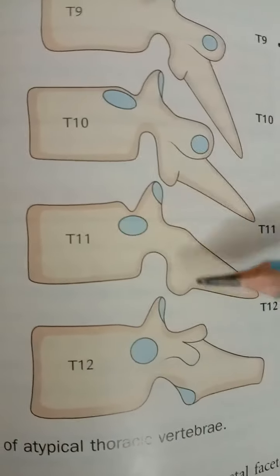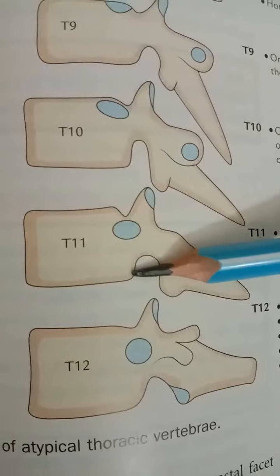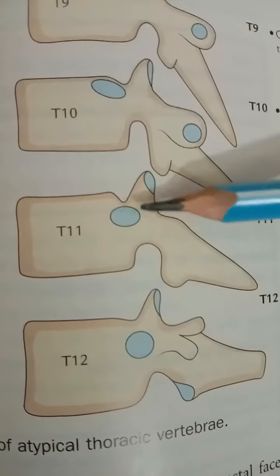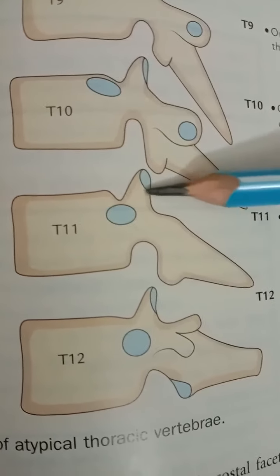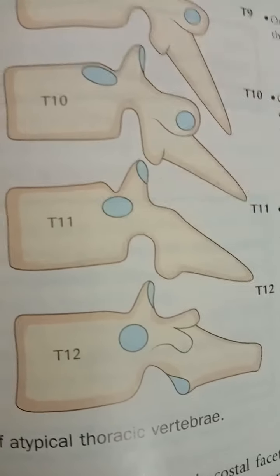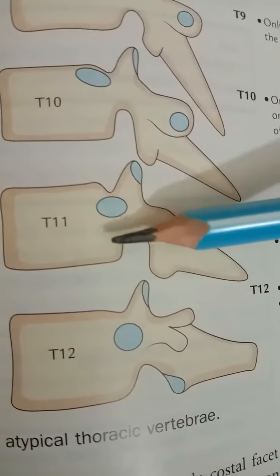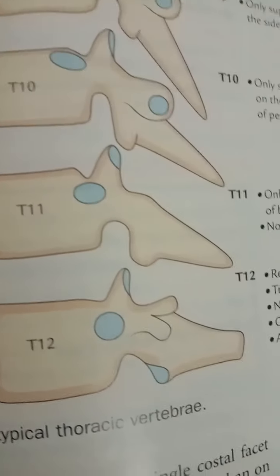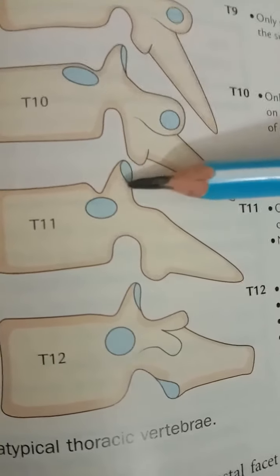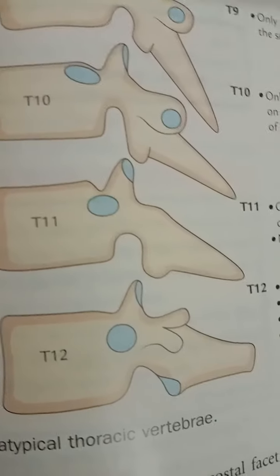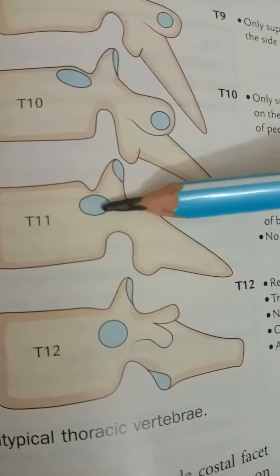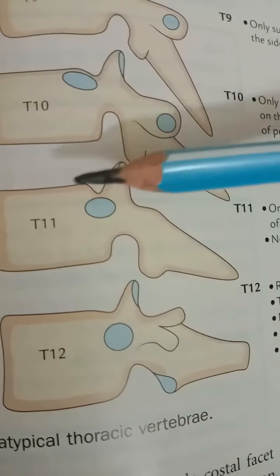Then the 11th thoracic vertebra, or T11 vertebra. In this, the body has a single large costal facet on each side. So here you can see, and it is present on the upper part of the pedicle, this one, and the inferior costal facets are absent. Second, the transverse processes are small and have no articular facet. Sometimes it is difficult to differentiate between the 10th thoracic vertebra and the 11th thoracic vertebra.